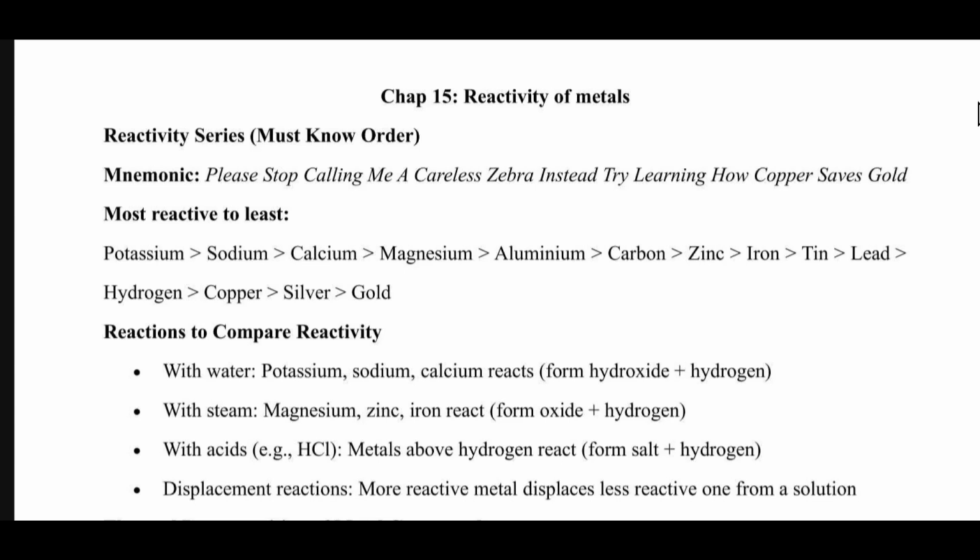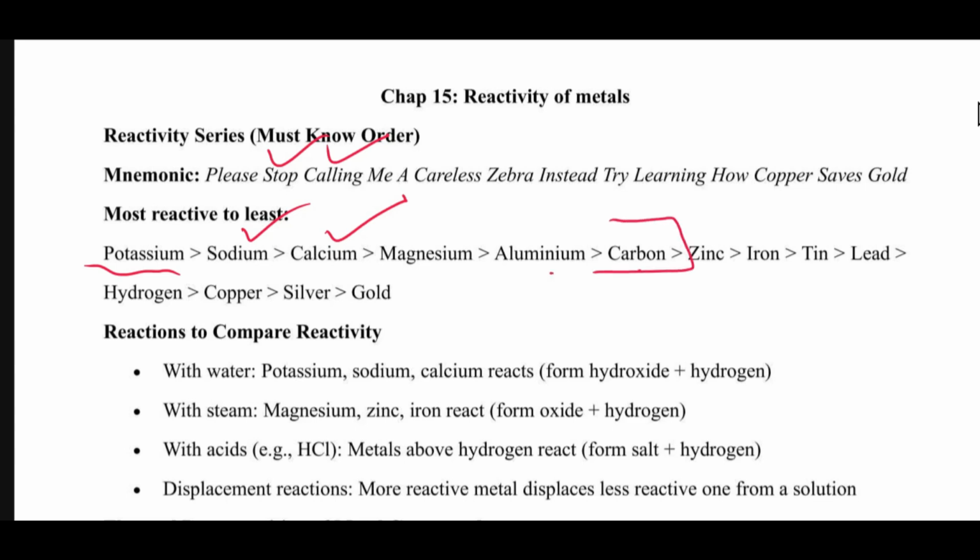P for please and P for potassium. So potassium is the most reactive metal. S for stop, S for sodium, C for calling, C for calcium. So this is how you can match your mnemonic with the actual reactive elements. Okay, so potassium is the most reactive, then sodium. After sodium, we have calcium, magnesium, aluminium, carbon.